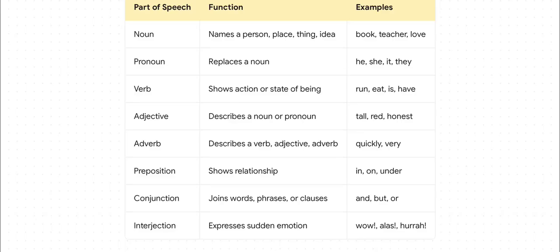Okay, so here it is. This is our blueprint. These are the 8 essential tools we're going to be working with. We've got nouns, pronouns, verbs, adjectives, adverbs, prepositions, conjunctions, and interjections. Think of this as our complete toolbox. For the sentence we're about to build, we're going to be grabbing these one by one.